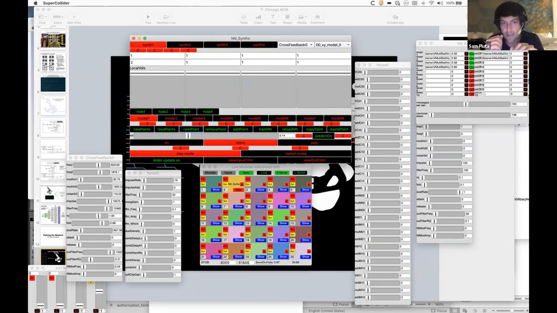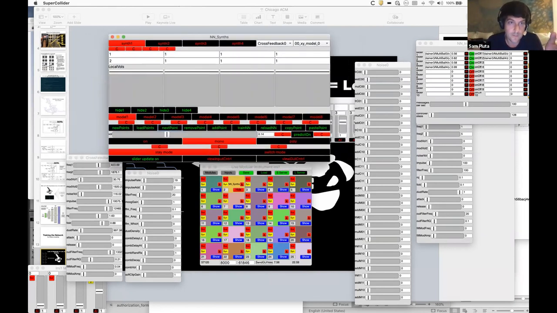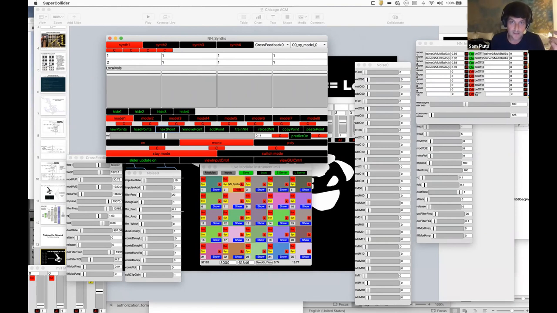So hopefully that makes sense. Each of these synthesizers has eight different mappings. The cool thing is it's not just one synthesizer, it's actually four synthesizers, or as many of these as I want to make. So here's another synthesizer called the noise one.